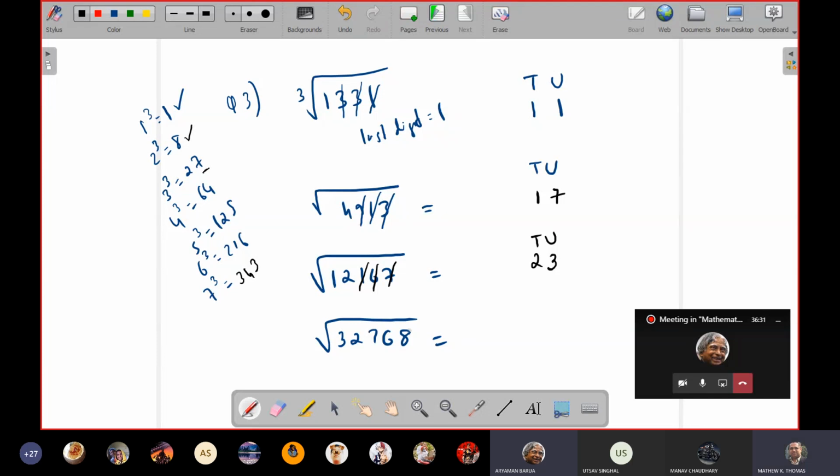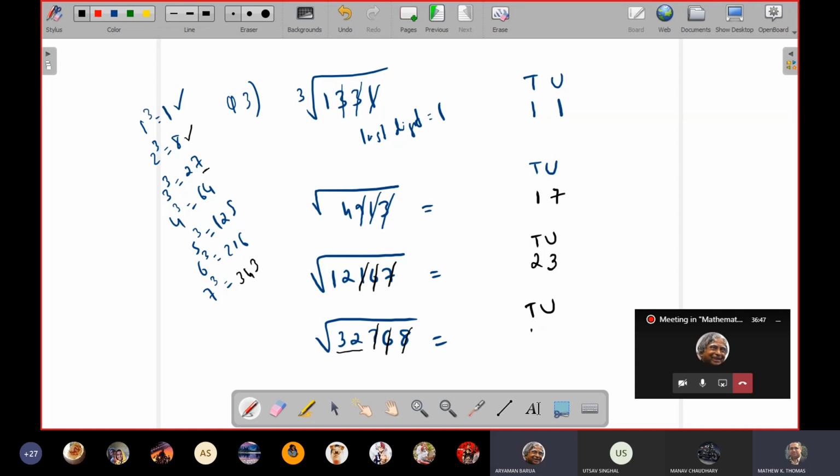Same way. 3, 2, 7, 6, 8. So here we'll be cutting 3, 1, 2. The number here is 32. So 1 cube is 1, 2 cube is 8, 3 cube is 27, 4 cube is 64. That is more than that. So I am going to take 3 because 3 cube is 27.